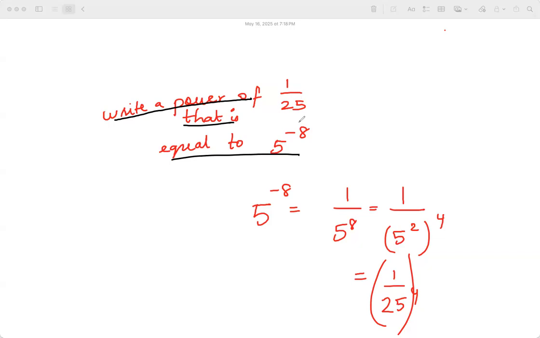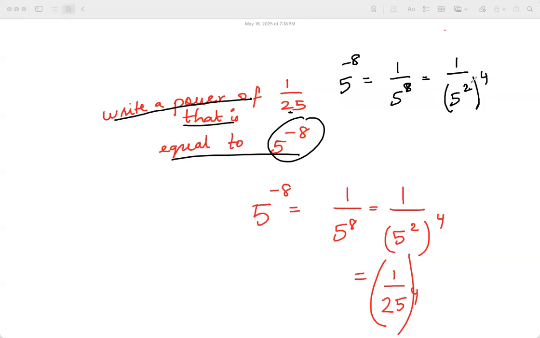Now, write a power of 1 by 25 that is equal to 5 power of minus 8 means, what is 5 power of minus 8? I can write 5 power of minus 8 as 1 by 5 power of 8. But how to write it in terms of 25? 25 is what? 5 square, right? This 8 can be 4 times 2. Power of power property. Now that 5 square is 25. You see?